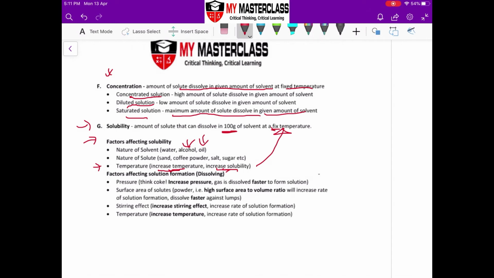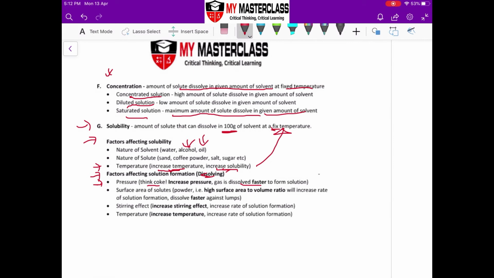Okay, factors affecting solution formation, or factors affecting the rate of dissolving, meaning how fast the solutes dissolve. First one is pressure. Think about Coke. Increased pressure makes gas dissolve faster to form a solution. When you open your Coke can and hear the fizzy sound, that is when pressure is released and the gas escapes.